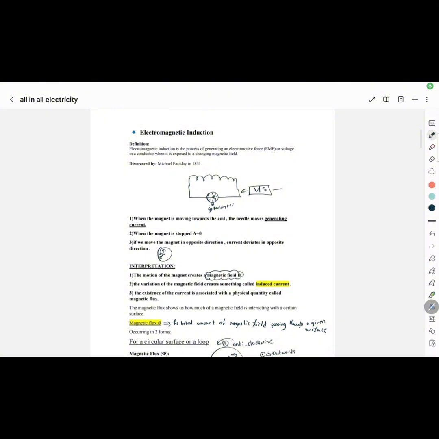Hello everyone. Today we're gonna explain electricity, electromagnetic induction, and self-induction. So first of all, we start with the electromagnetic induction.